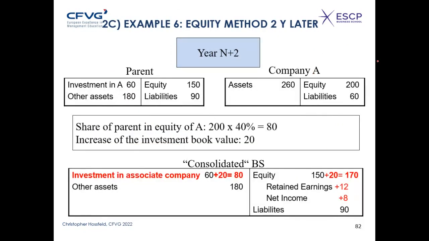Okay, so here I see the 200. As a target book value, I want to see 40% of the 200, which is 80. Okay, which means my original book value, I need to increase it by 20. So plus 20 on the asset side. But in my own equity, obviously, I need to make a distinction where the increase comes from.